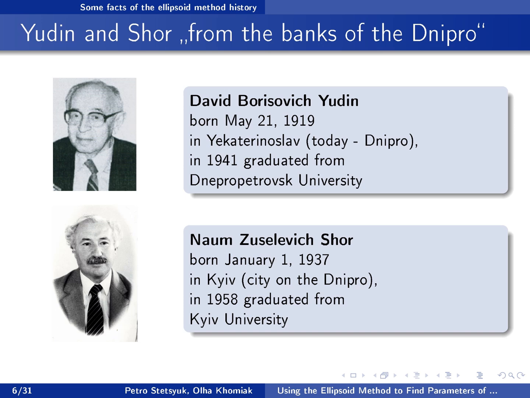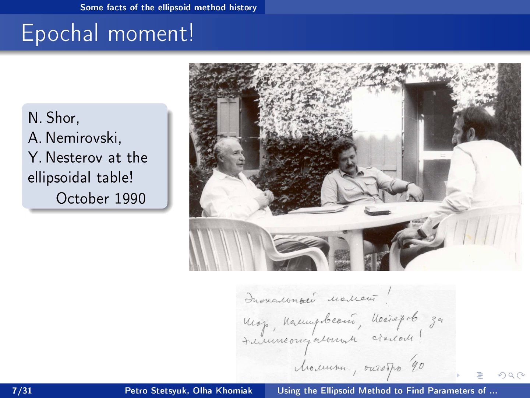The second slide is devoted to the Ukrainian river Dnipro, which united 2 authors of the ellipsoid method, David Yudin and Naum Shor. David Borisovich Yudin was born in 1919 in the city of Yekaterinoslav, now the city of Dnipro, and in 1941 he graduated from Dnipropetrovsk University. Naum Zuselevich Shor was born almost 20 years later in the city of Kyiv, which is located on the Dnipro River. He graduated from Kyiv University in 1958. David Borisovich and Naum Zuselevich were linked by scientific interests, so they met many times afterwards.